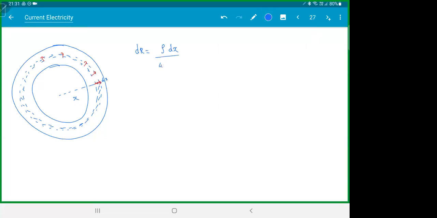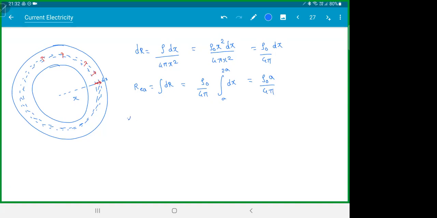By area is 4 pi x square. But your rho itself is rho naught x square. That x square cancels off actually. Rho naught dx by 4 pi. So all these are in series. So R equivalent will be integral dR. That would be rho naught by 4 pi integral dx. Limits will go from a to 2a. That would be rho naught a by 4 pi. Straightforward, easy.